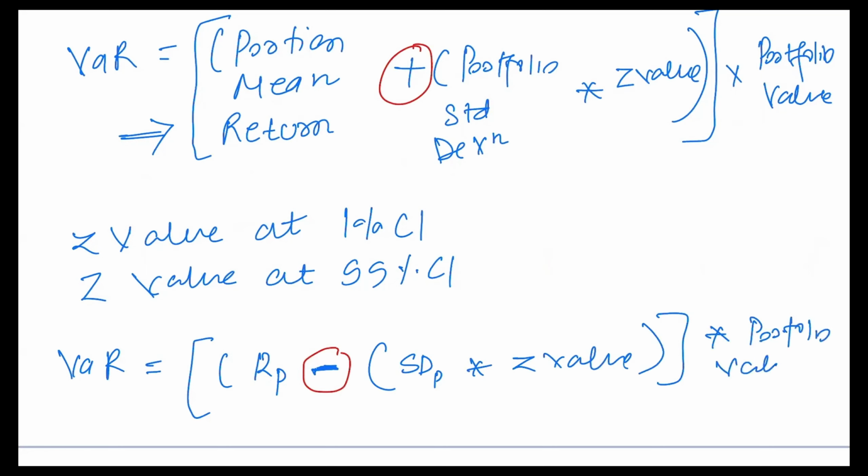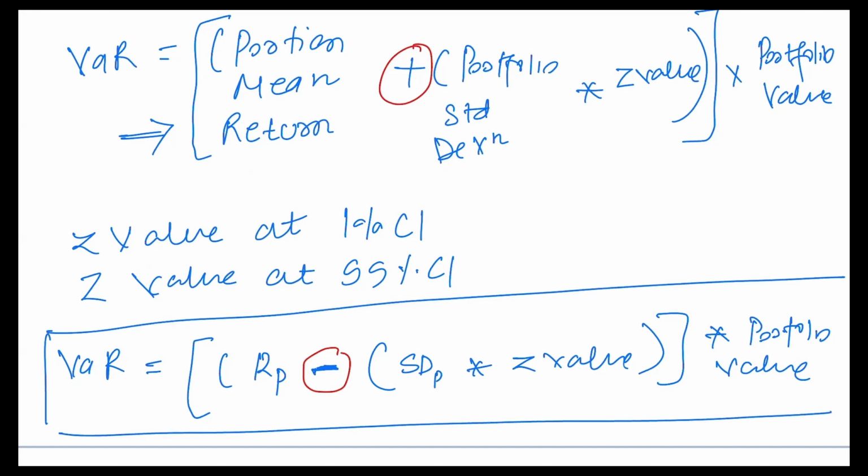When I say portfolio value, I mean the value of investment that you want to make. Is it $1 million or whatever amount? So this is the formula that you have to use to calculate the value at risk. If you see the above steps, we first calculated the portfolio return, then the standard deviation, then the Z value, and that's how we can calculate the value at risk using the variance covariance method. So this was all about this method.